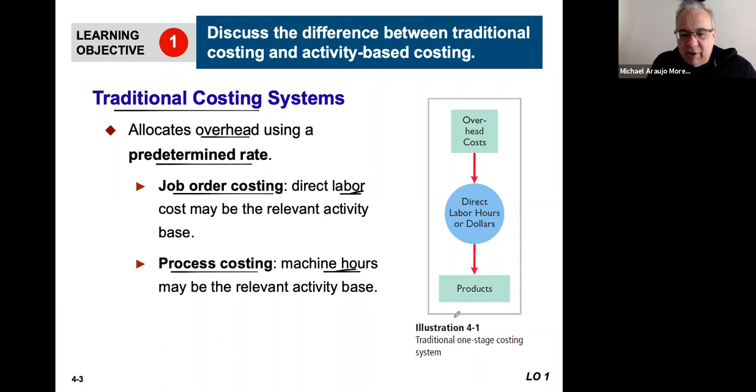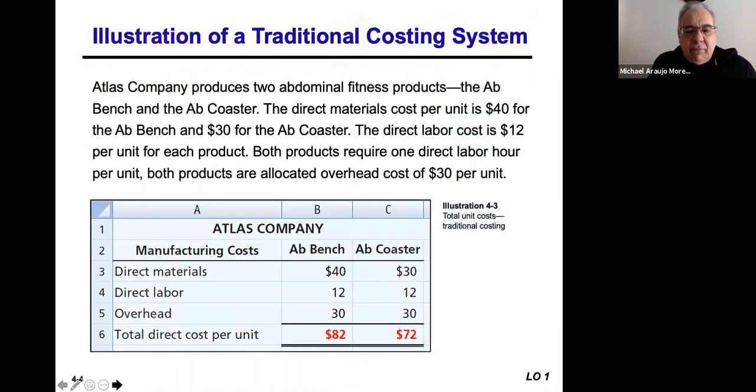Your illustration here shows the traditional way of allocating the overhead is just somewhat of a one stage or one step sort of process. So if we did that with this particular company, Atlas Company, they produce 2 abdominal fitness products, the ab bench and the ab coaster.